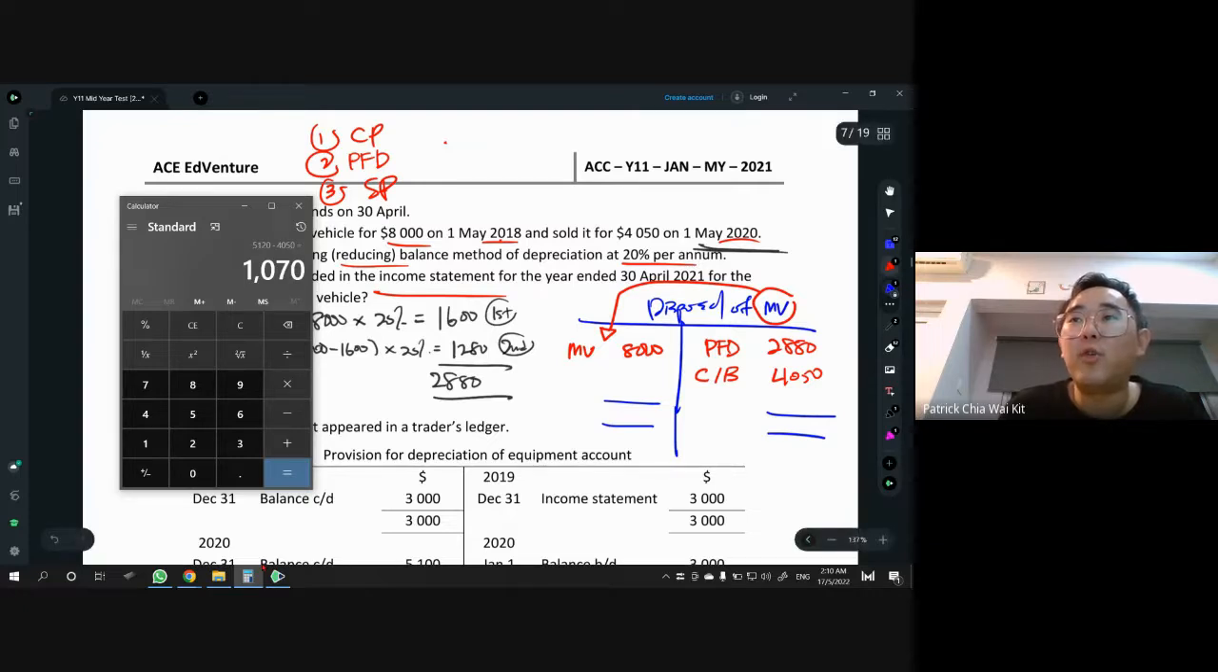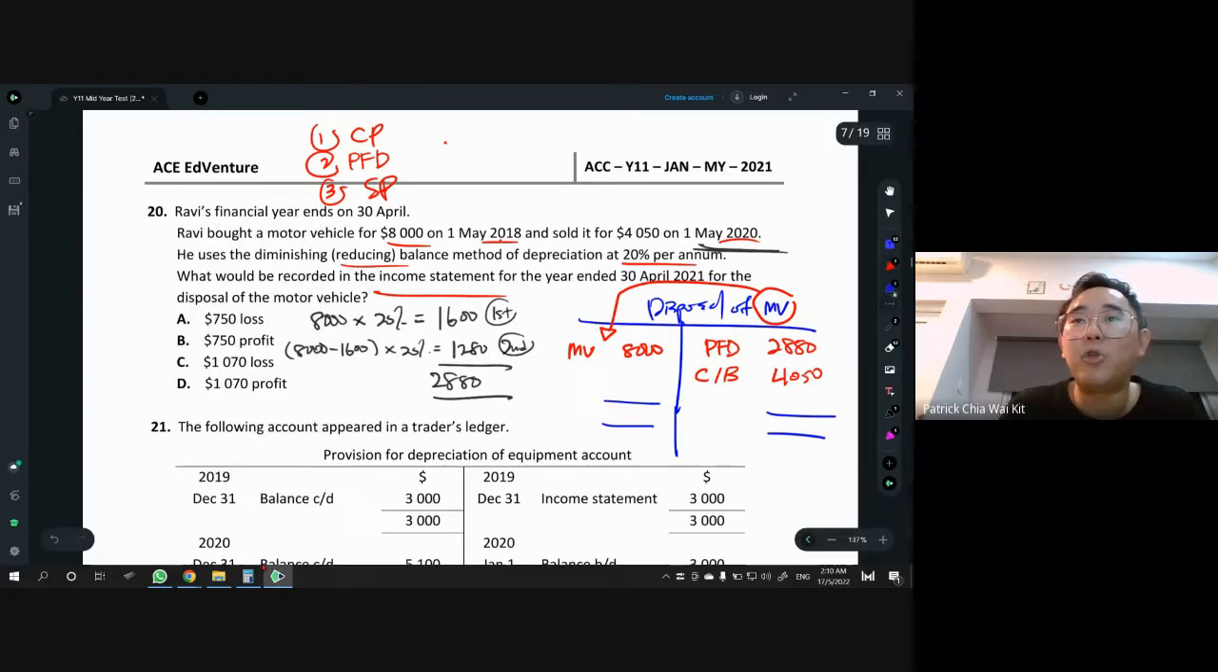So it's a loss of 1,070. So when you do the T account, the balancing part is supposed to look like this. Put the higher number, so 8,000 is higher, 8,000 minus 2,880 minus 4,050, you get 1,070 loss. So here 1,070, and then you put income statement. Income statement on the right hand side, as you know, this is a loss.